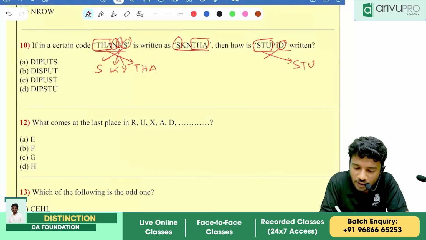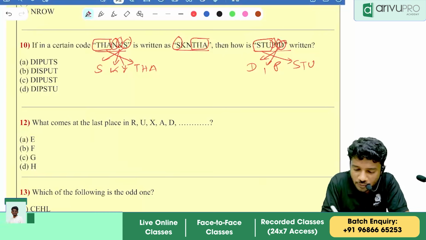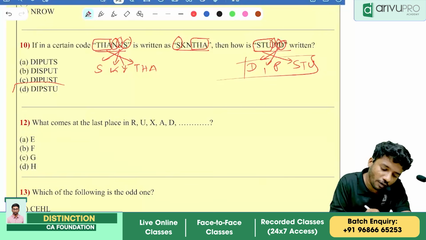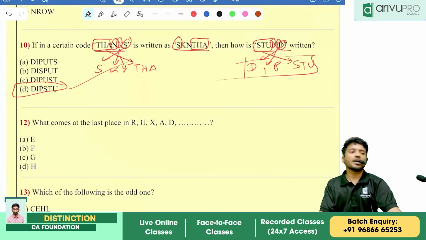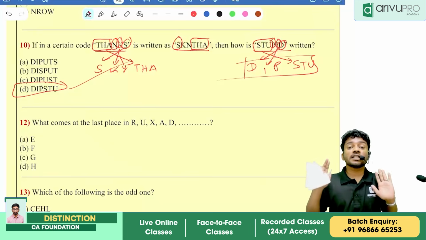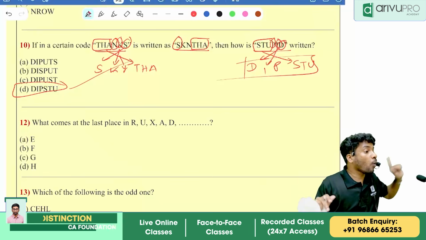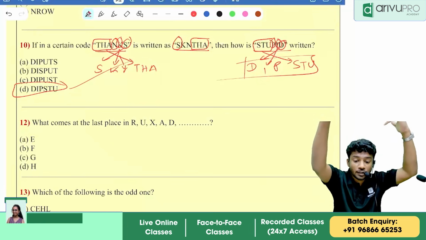Similarly, it will be what? D. I. P. Answer is what? The Dix 2. Which option? Option D is the answer. Understood the method? Whatever they want to ask, they will ask. One thing we can keep in mind, make a note of that thing.